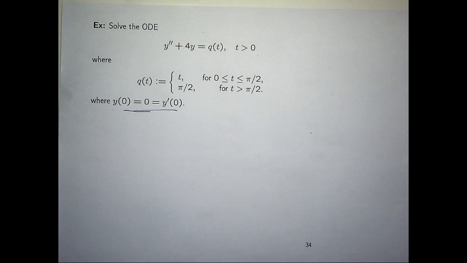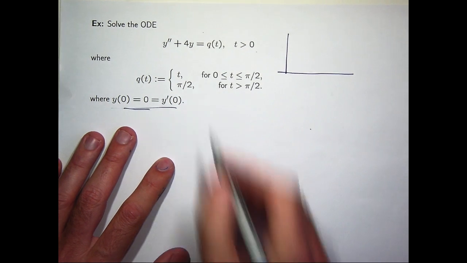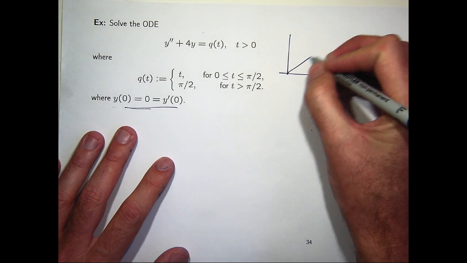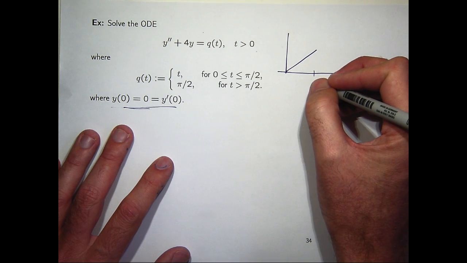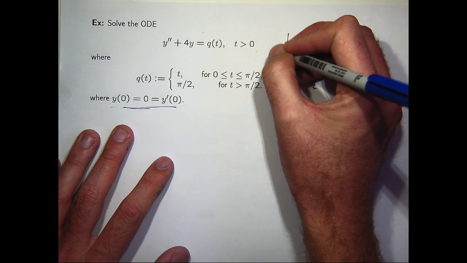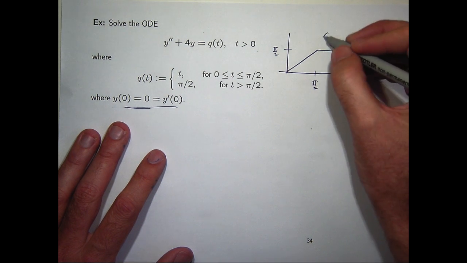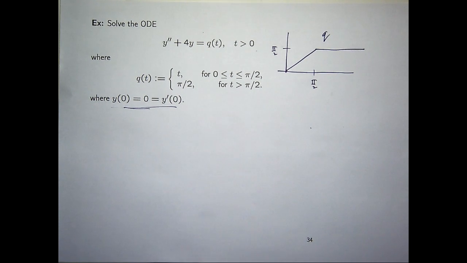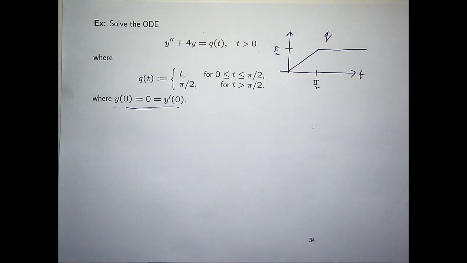Now for this particular example, let's just have a look at this q function. So essentially the q function increases at this sort of linear rate, if you like. And then what happens is the function just flattens out. So you can think of this function as, you know, like a ramp loading type situation. Okay, so let's see if we can solve this problem.